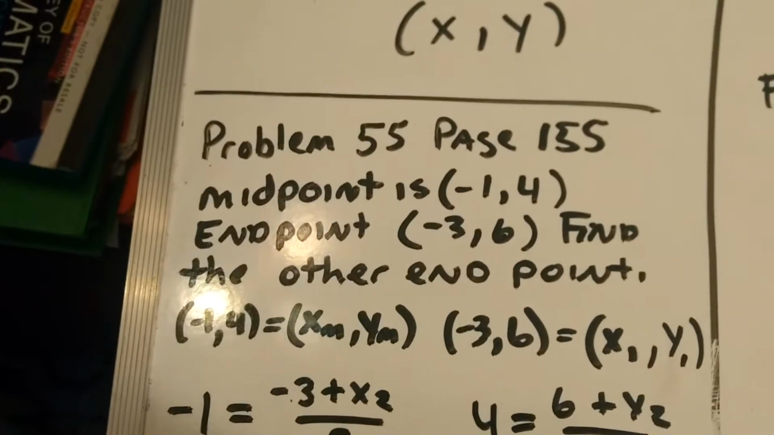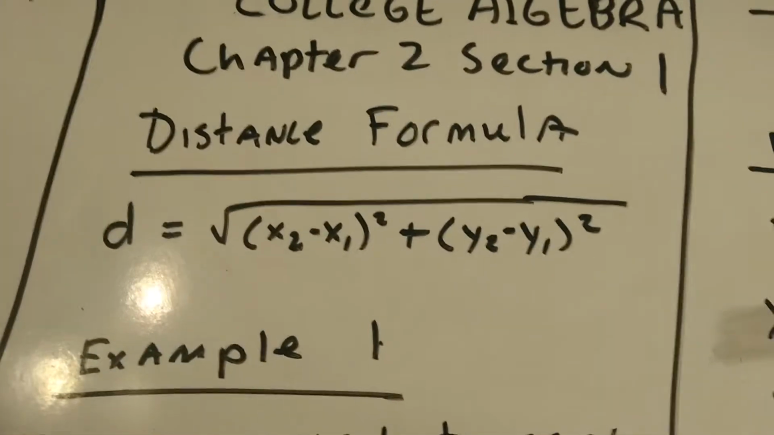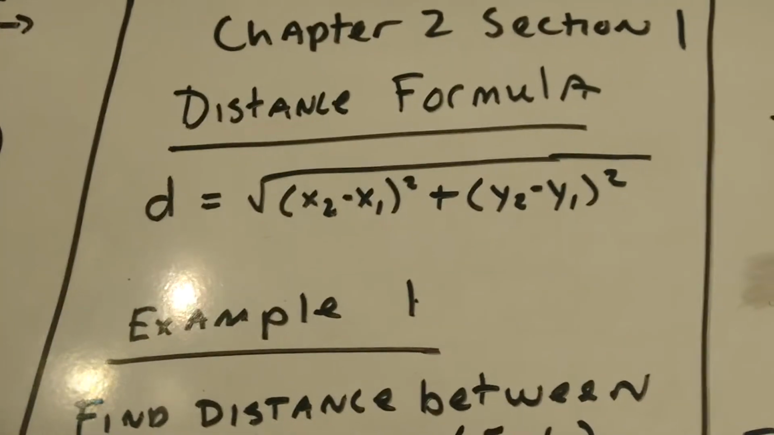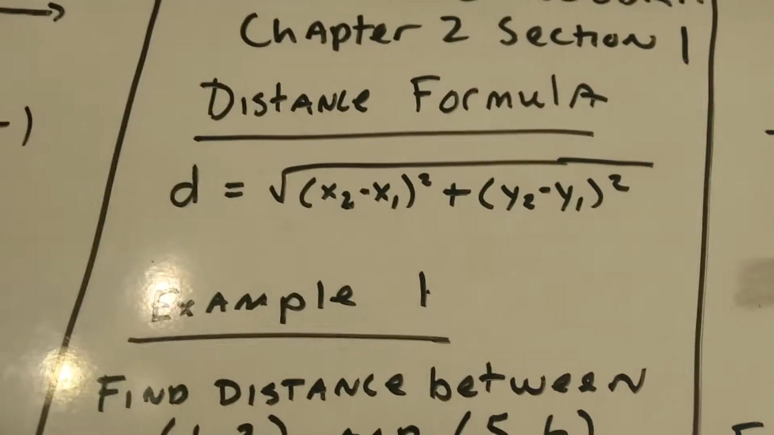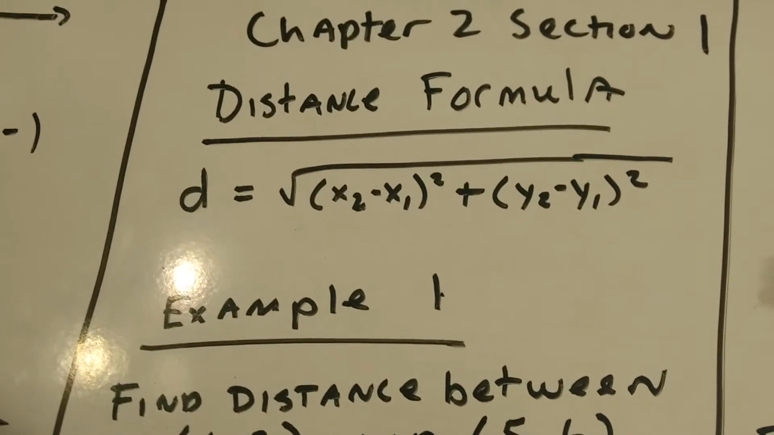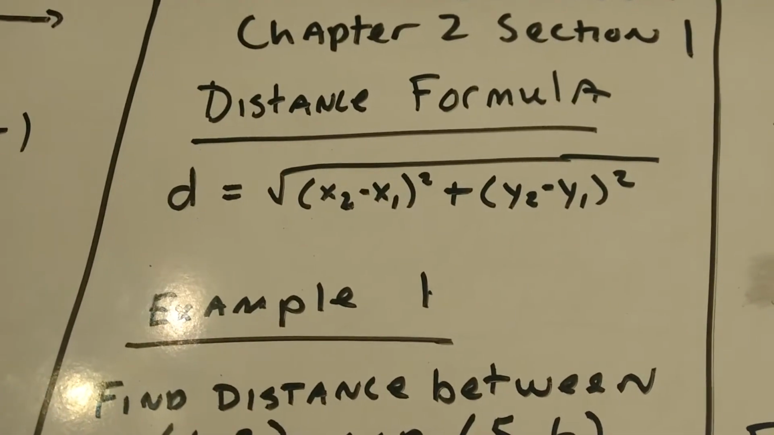Okay, so this is the distance formula. And the distance formula says I can find the distance between any two points as long as I take the square root of the second x minus the first x squared plus the second y minus the first y squared.